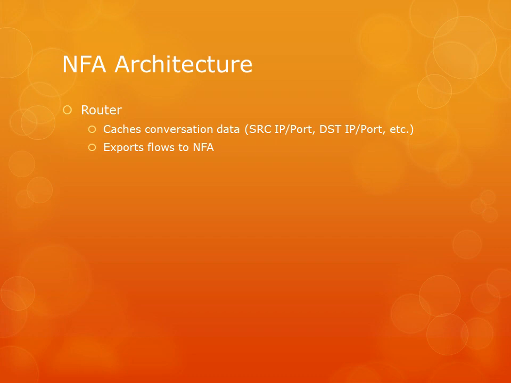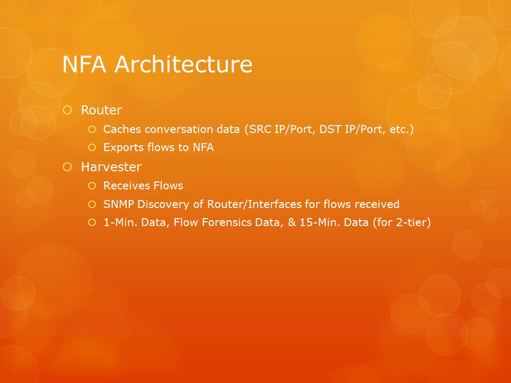So, the router caches all this data in the route cache, and then we configure NetFlow to export all that data out to NFA, particularly to the harvester. The harvester receives all of the flows from all of your routers, and you can have multiple harvesters depending on the size of your installation. Now, if you have multiple harvesters, then each router should send to only one harvester. Most of the time this is done by location or region. The harvester receives the flows and then does some processing of the data.